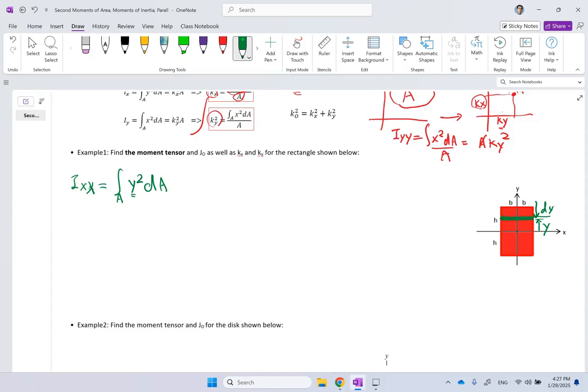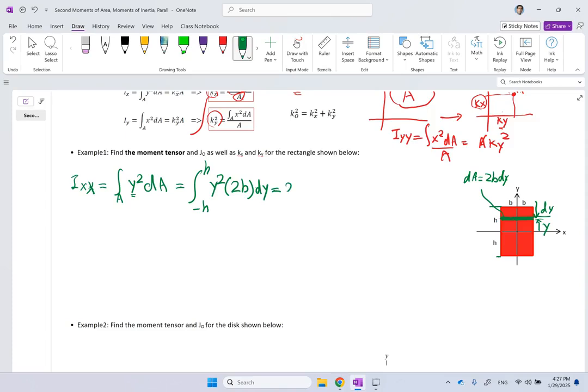Now, what's the area of it? Well, the area of it is the length of it, which is 2b times thickness of it, dy. So dA is going to be 2b times dy. So let's plug it here. Y squared times 2b and then dy. And if I want this span to sweep the entire surface, y goes from here, which is negative h, to here, which is positive h. That's all it is, calculated.